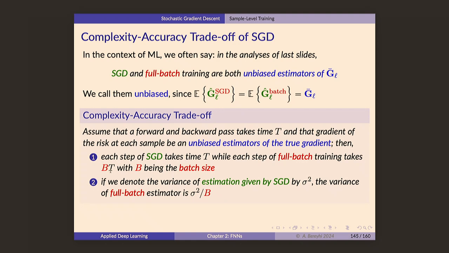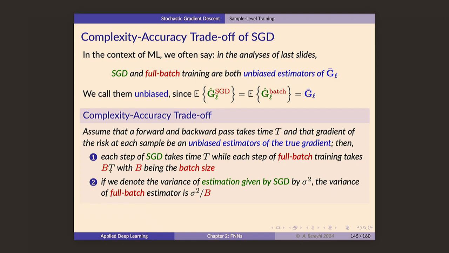But what is the price I'm paying if I do a stochastic gradient descent? Variance, yes, accuracy of my estimation, or the variance of my estimation. So the variance is the price that I'm going to pay, and we talk about this kind of trade-off that we have, the complexity accuracy trade-off.